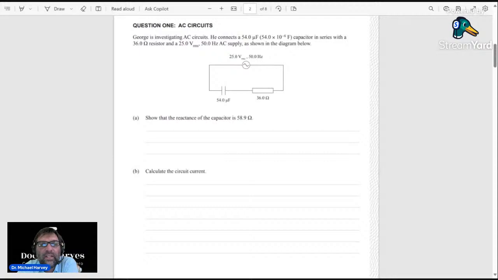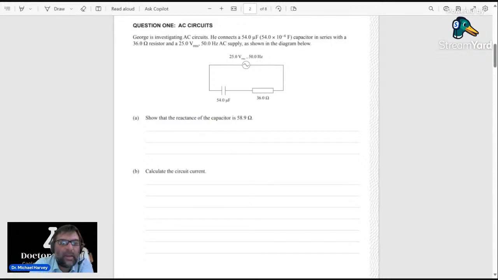So George is investigating AC circuits. He connects a 50.0 microfarad capacitor in series with a 36 ohm resistor and a 25.0 VRMS 50 hertz AC supply, as shown in this glorious diagram. Show the reactance of the capacitor is 58.9 ohms. That should be quite straightforward because that will be on your formula sheet.